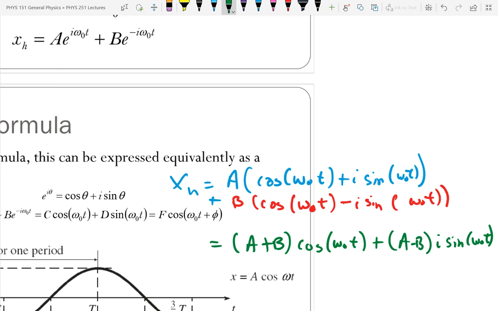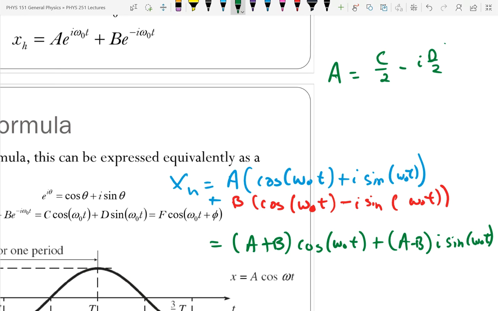That is, A could be, actually, that's going to be the wrong sign. Let's just say A is C over 2 minus I D over 2. Yeah, that's the most reasonable thing for him, right? It certainly is. And for B, here's something else that's reasonable. C over 2 plus I D over 2. Perfectly reasonable.